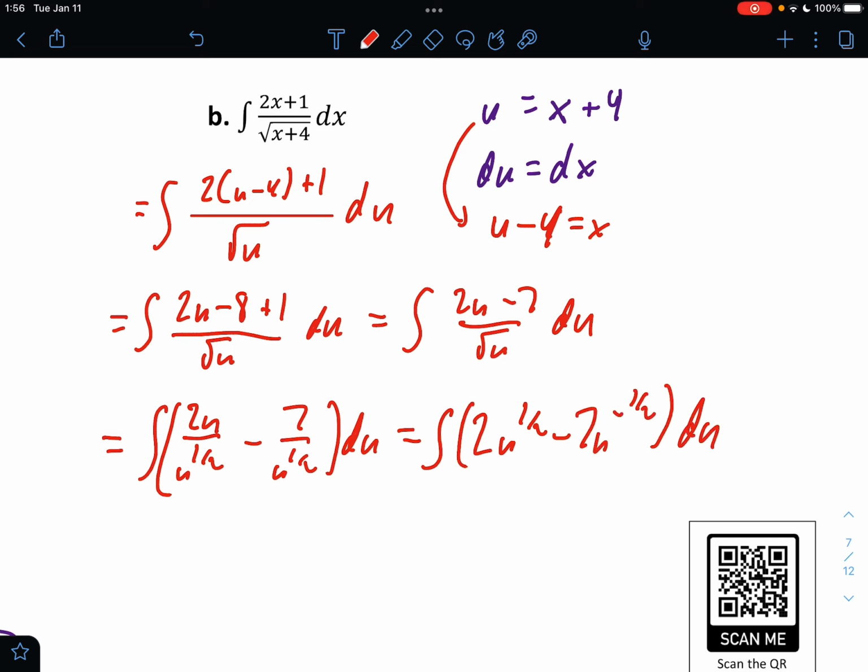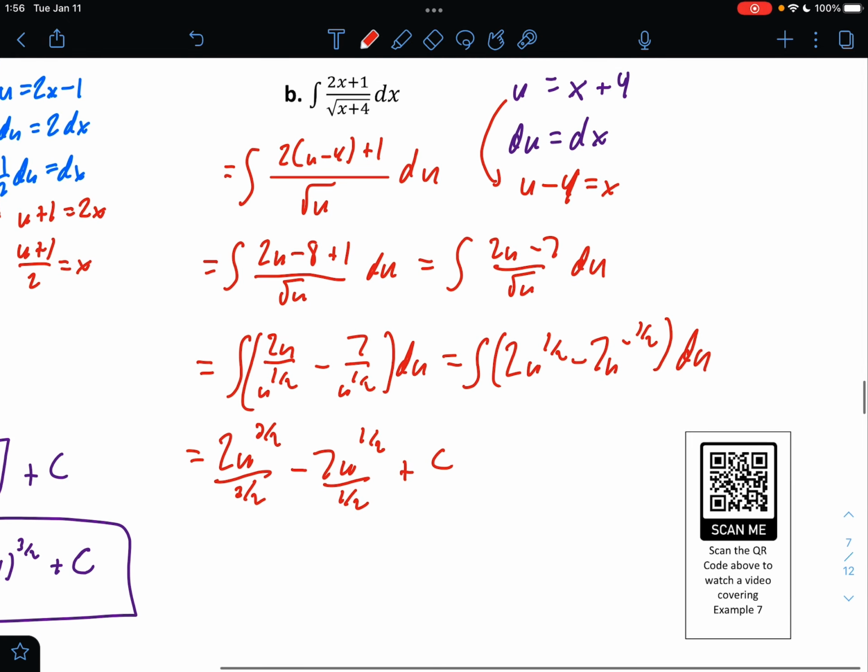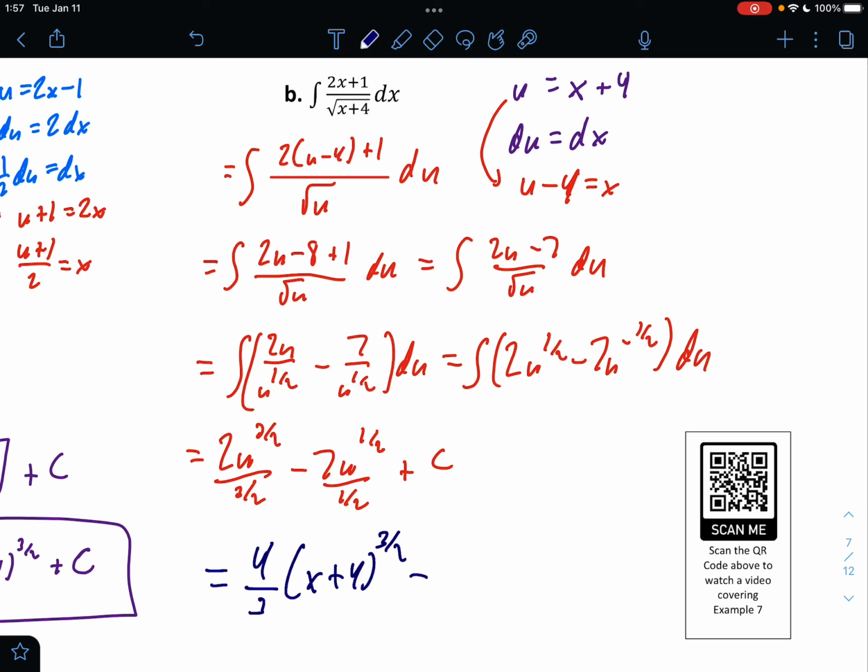And at this point, finally, we can take our antiderivative. So it would be 2u to the 3/2 over 3/2 minus 7u to the 1/2 over 1/2 plus c. Resubstituting back in and doing a little simplifying, we would get 4/3 times x plus 4 to the 3/2 minus 14 times x plus 4 to the 1/2 plus c.